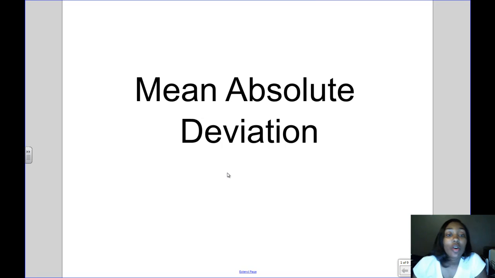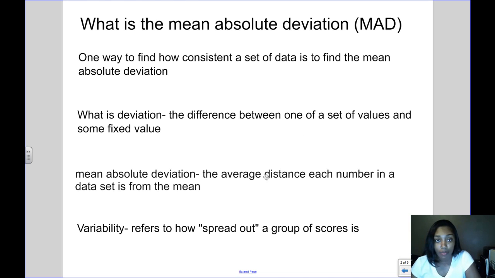So today's video is about mean absolute deviation. So what is the mean absolute deviation, or MAD abbreviated? One way to find how consistent a set of data is, is to find the mean absolute deviation. So let's break it down some.